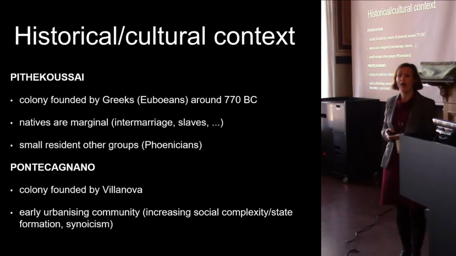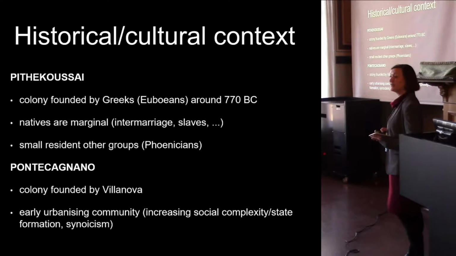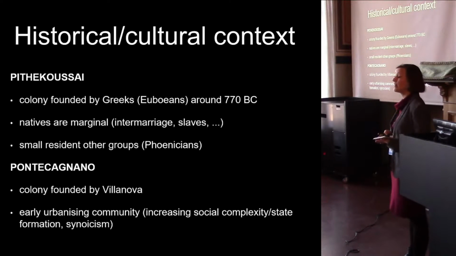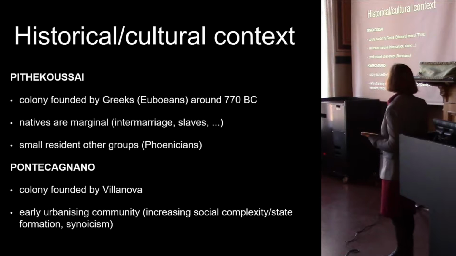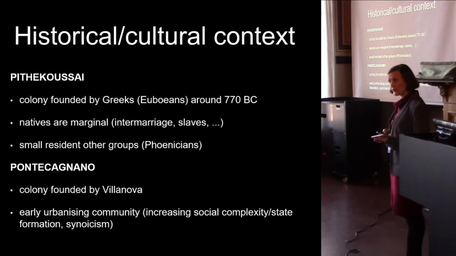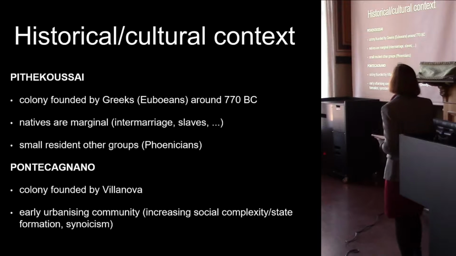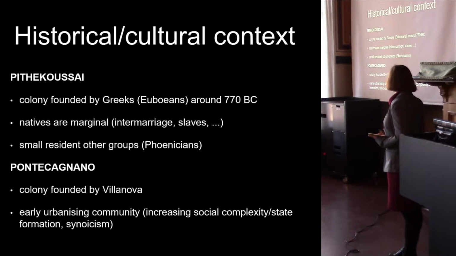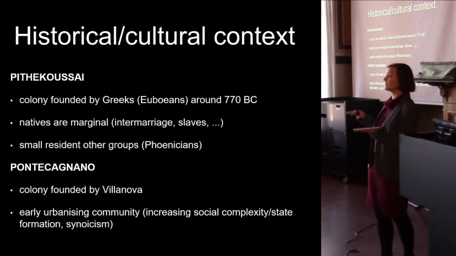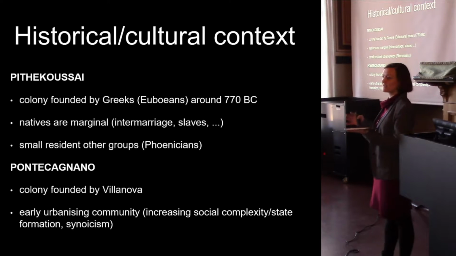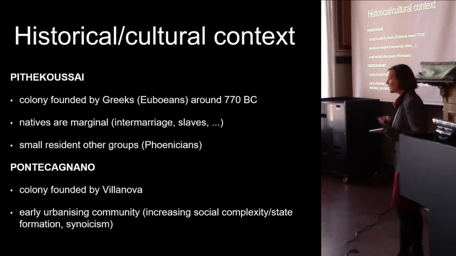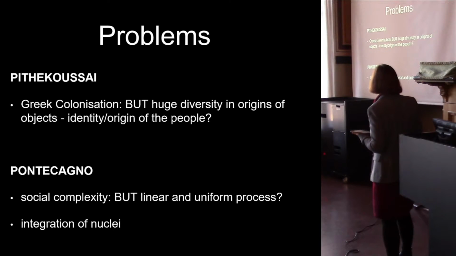Pontecagnano is considered to be a colony, some sort of foundation by Villanova. They are the predecessors of the Etruscans. And the idea about the social evolution of this site is that it is an early urbanizing community, which means that it is characterized by increasing social complexity, state formation, and synoikism, which means that several different small village nuclei come together into one central settlement. So these are the general assumptions, so to say.